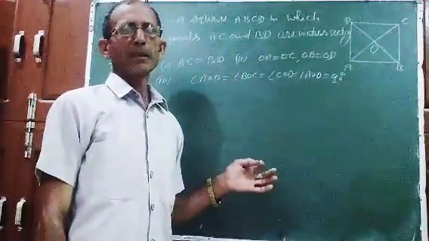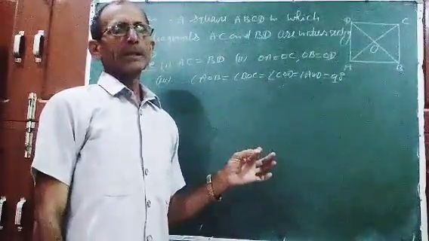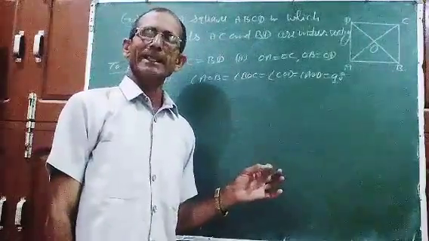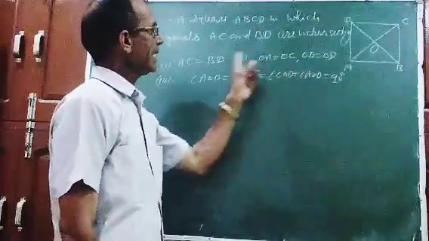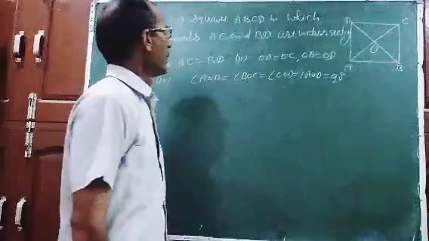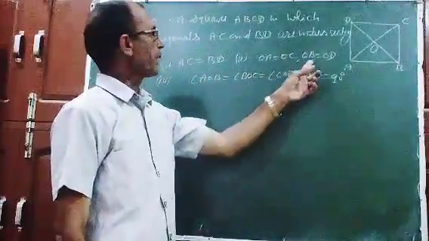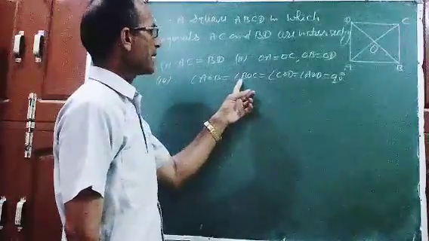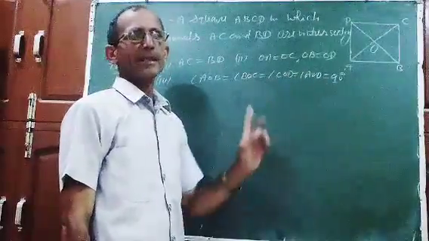Up to here, any doubt, any confusion? So what was the statement? We have to prove the diagonals of a square are equal and bisecting each other at a right angle. It means at 90 degrees. So given a square ABCD in which diagonals AC and BD are intersecting at O, we have to prove AC is equal to BD, OA is equal to OC, OB is equal to OD. Second part. And third part, angle AOB is equal to angle BOC is equal to angle COD is equal to angle AOD, each 90 degrees.